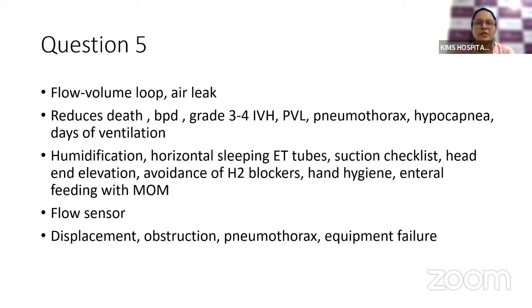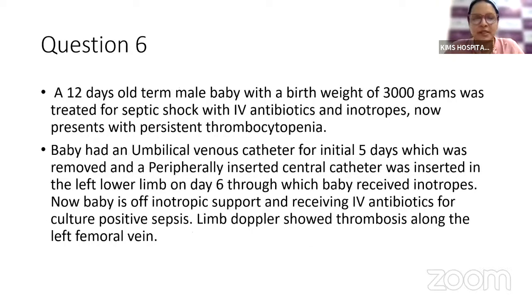Now, what device must be present for doing volume guarantee mode of ventilation? A flow sensor must be present in order to measure the flow during inspiration and during expiration. And when we measure flow, we automatically end up measuring the tidal volume. Some important complications during ventilation include displacement, obstruction, pneumothorax, equipment failure, which are summarized using the acronym DOPE. D for displacement, O for obstruction, P for pneumothorax, and E for equipment failure.